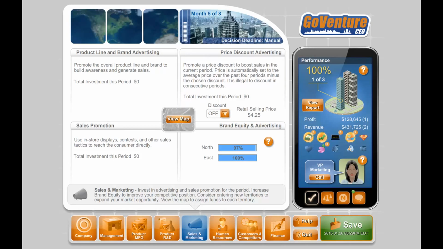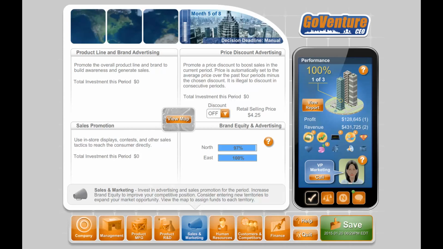When you invest in sales and marketing, you are increasing your brand equity. Your brand equity score is shown here. Brand equity is comprised of brand awareness and brand loyalty. Brand awareness is a measure of how familiar your brand is to consumers when compared to competing brands. Brand loyalty is a measure of how pleased consumers are with your product after they have purchased it. Having strong brand loyalty means that consumers are more likely to become repeat customers. By investing in sales and marketing, you are increasing your overall brand equity in comparison to your competitors.